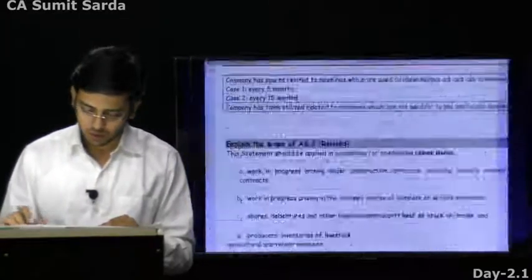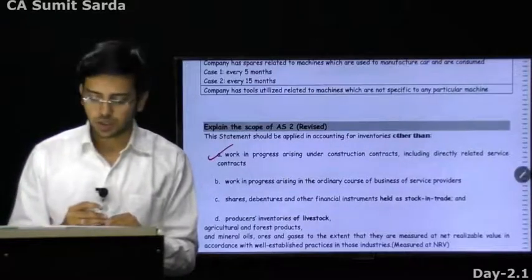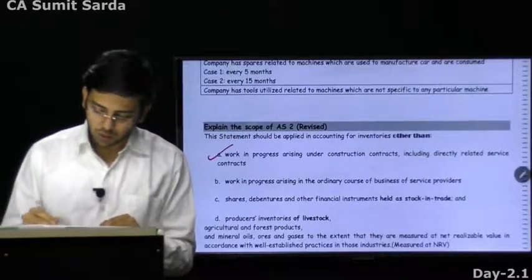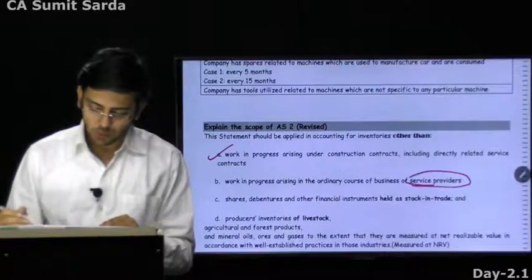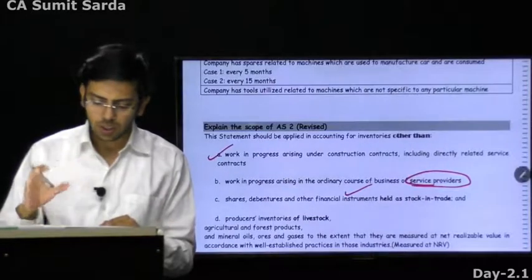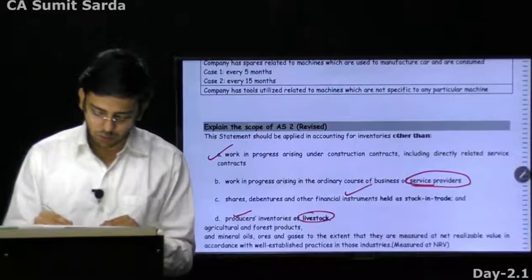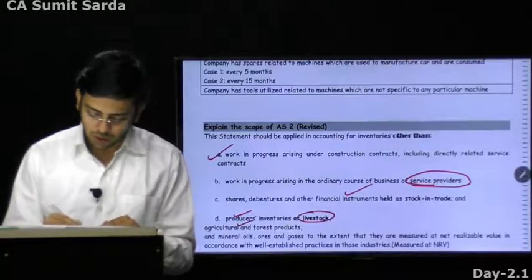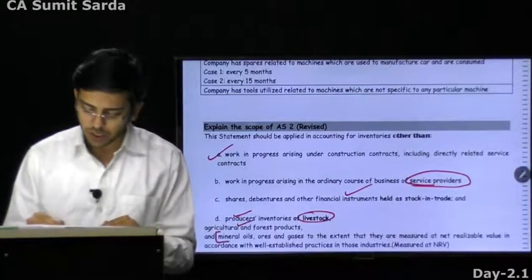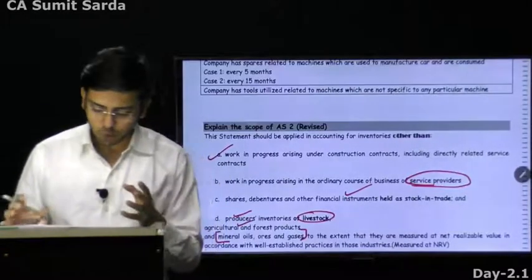Okay, so we'll come down over here. Work in progress under construction contracts, as we discussed right now. Work in progress in case of a service provider, financial instruments, all these are excluded from the scope of AS2. Then there is producers' inventory of livestock, as we talked about, agriculture and forest products. Okay, there are some more: mineral oils, ores and gases. Now what about mineral oil, ore and gases?